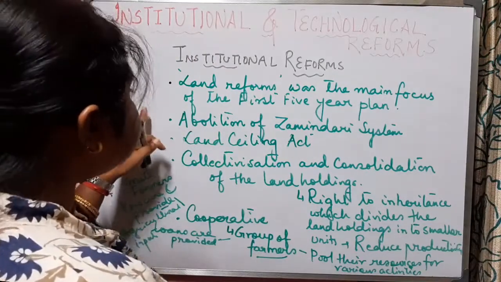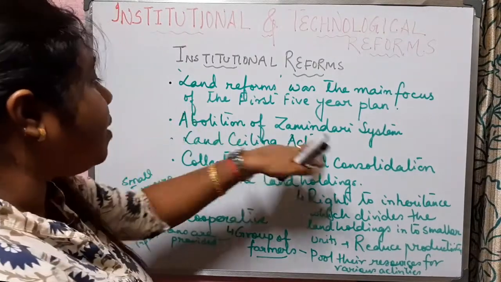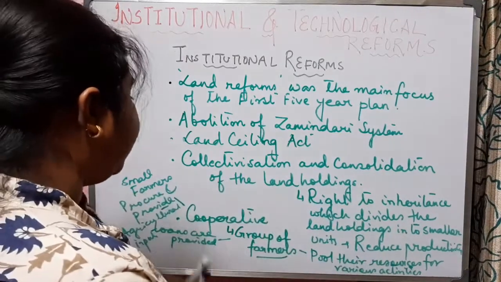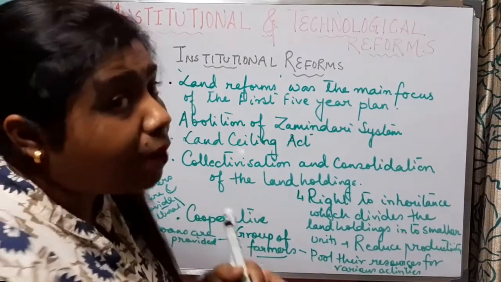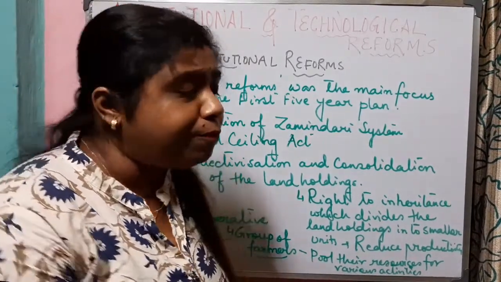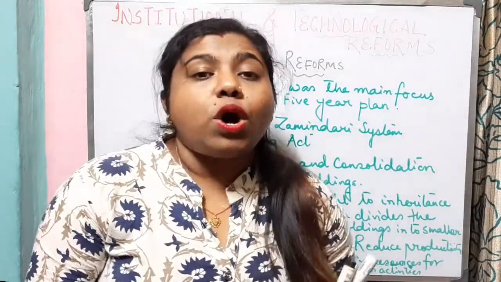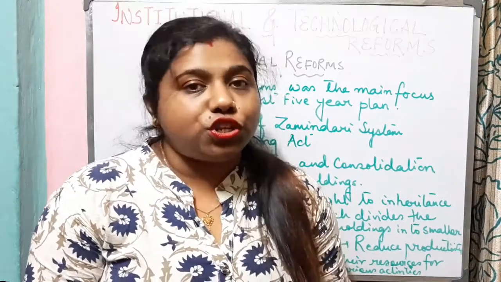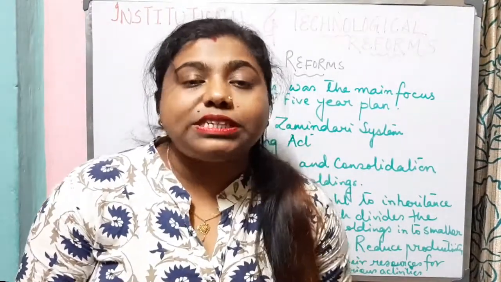So these are the institutional reforms that were introduced under the land reforms, that is abolition of Zamindari system, Land Ceiling Act, collectivization and consolidation of land holdings, and cooperatives, which helped to increase the agricultural production. But there was a problem. What was the problem? The law of land reform was enacted but the implementation was lacking and lukewarm. So the government introduced the technological reforms in the 1960s to 1970s. Now let us know about the technological reforms that were introduced by the government.